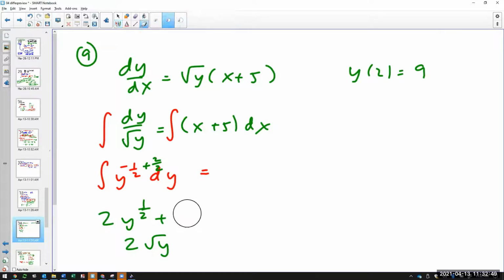And are you guys okay if I move the c's to the right side? Okay, let's go to the right side here. What is the integral of x plus 5?